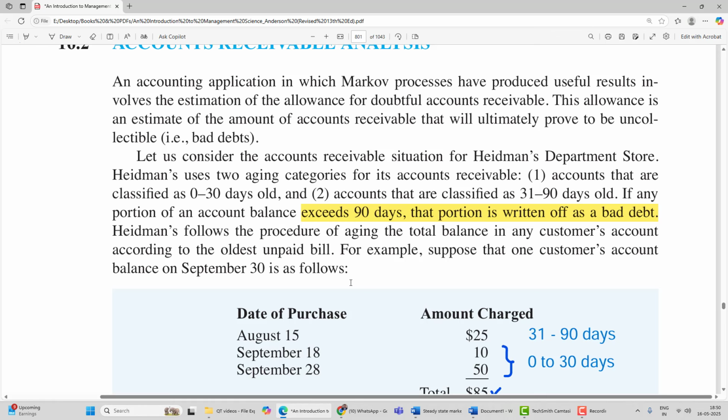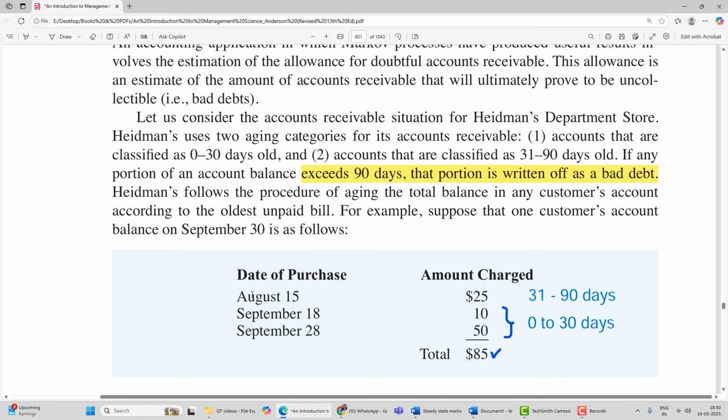So suppose there are three different bills, right? First there is a date of purchase on August 15, which is $25. Assume today's date is September 30, then the August 15 transaction will be 40 days plus old, so it will be categorized as 31 to 90 days.